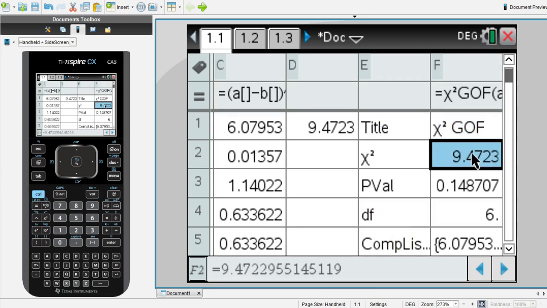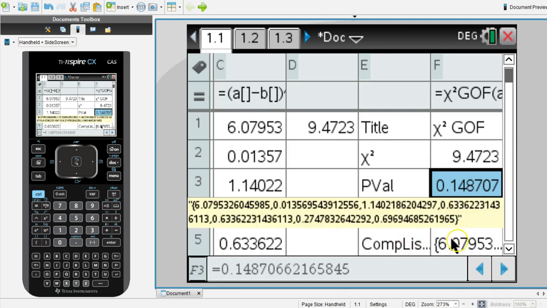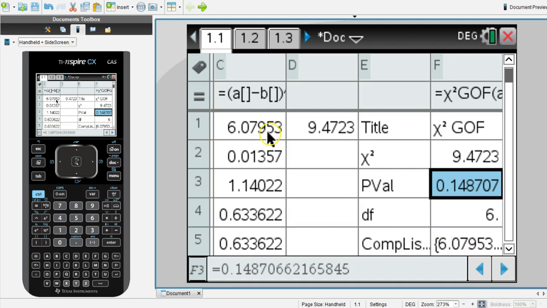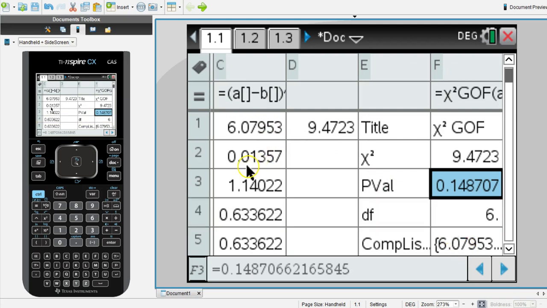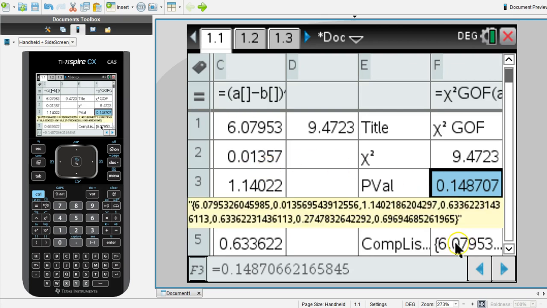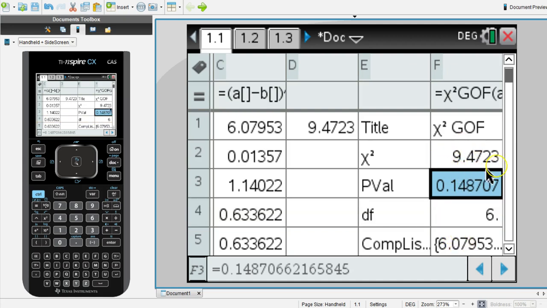And the results, I think, in E are fine. Is that the same chi-squared value we got? Is that the same p-value we got? Isn't that convenient? What is this little comp list? That's actually pretty cool. 6.0795. Look at this top number, 6.0795. Look at the second number, 0.0135. This list right here is all of the chi-squared values separated into one list, and then this is what? The sum of all of those together.